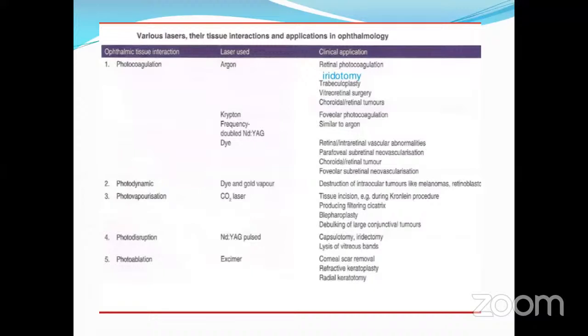Then dye lasers are used for retinal or intraretinal vascular abnormalities, parafoveal subretinal neovascularization, and choroidal or retinal tumors. Now, photodynamic therapy, with dye and HpD vapor laser, is used for destruction of intraocular tumors like melanomas and retinoblastomas. Photovaporization, that is the CO2 laser, is used in filtering cicatrix, blepharoplasty, and debulking of large conjunctival tumors. Photodisruption is used for capsulotomy, iridotomy, lysis of vitreous bands, etc. And photoablation is used in corneal scar removal, refractive keratoplasty, and radial keratotomy.